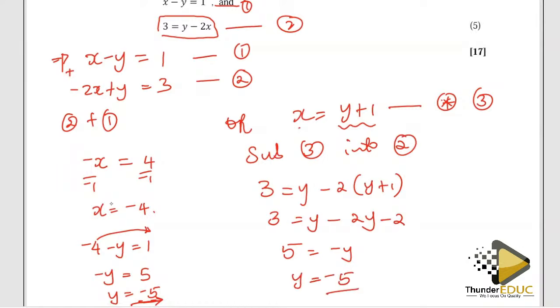Then to get the x, just get this and punch it into equation 3. So our x is going to be -5 plus 1, which gives us -4. So for 5 marks, these people, they are too generous. Okay, thank you very much.